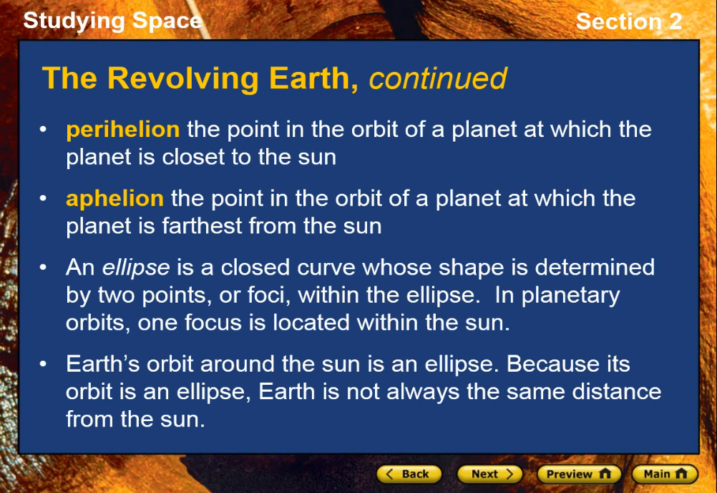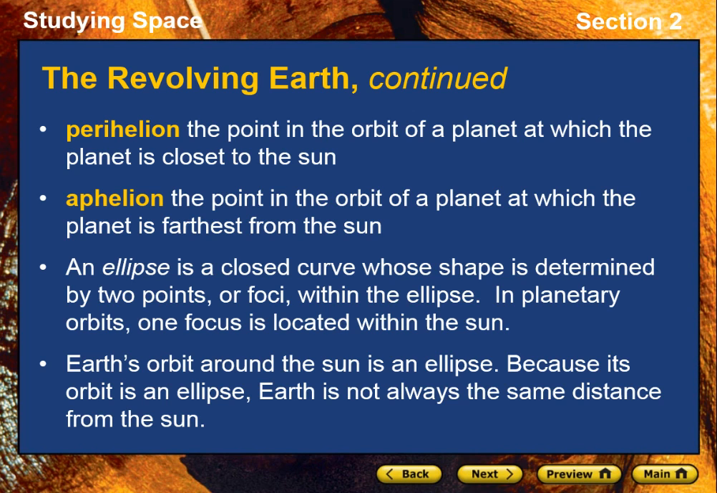Earth's orbit. The path that a body follows as it travels around another body in space is called an orbit. Earth's orbit around the Sun is not quite a circle. Earth's orbit is an ellipse. An ellipse is a closed curve whose shape is determined by 2 points, or foci, within the ellipse. In planetary orbits, one focus is located within the Sun. No object may be located at the other focus.